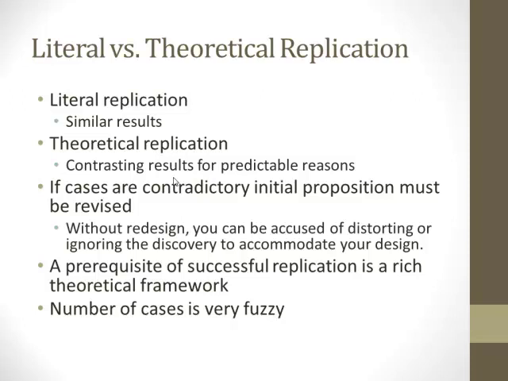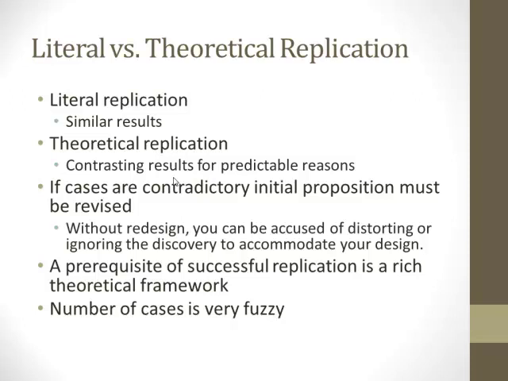If cases are contradictory, the initial proposition must be revised. Remember pattern matching. We're trying to match patterns, and we're even trying to match them across cases. If you can't do that, then you have to revise the proposition in the research. This is sometimes called redesign. You go and you redesign your research. And if you don't do this, you can be accused of using tendentious research. You're distorting or ignoring the discovery to accommodate your design.